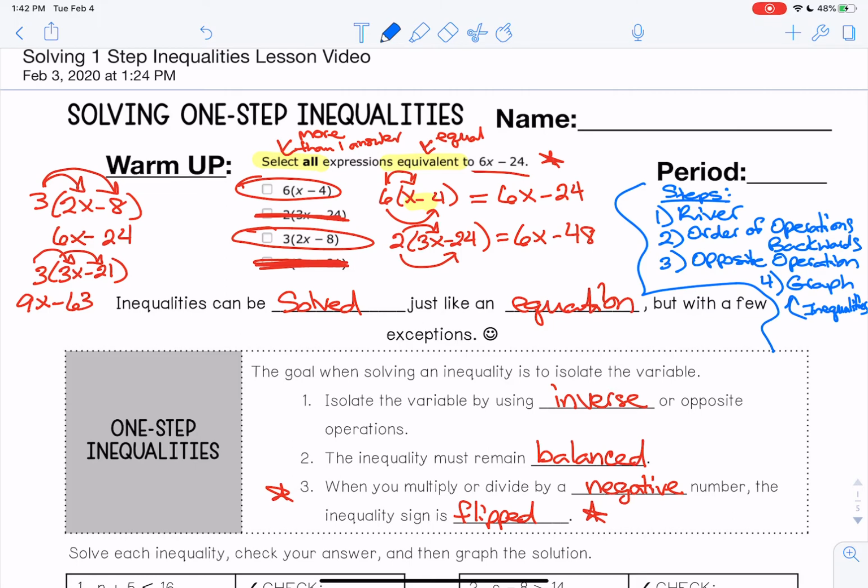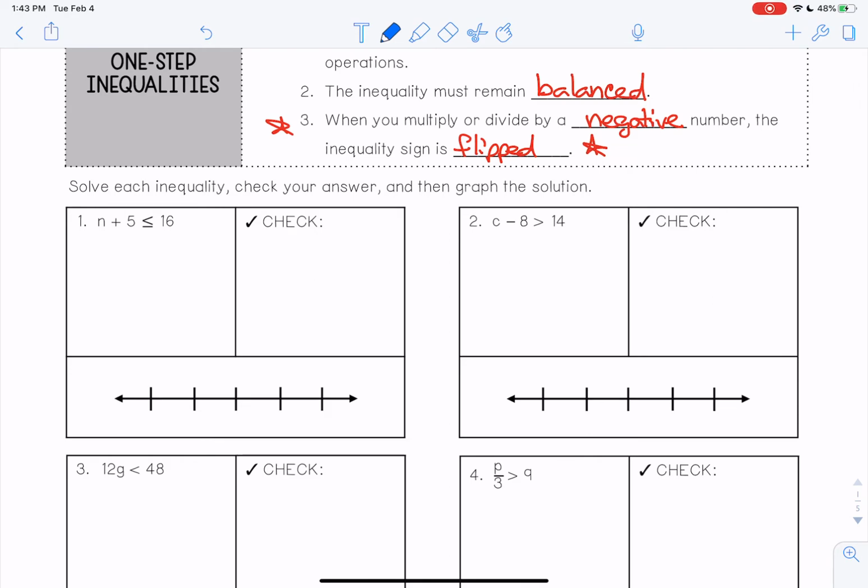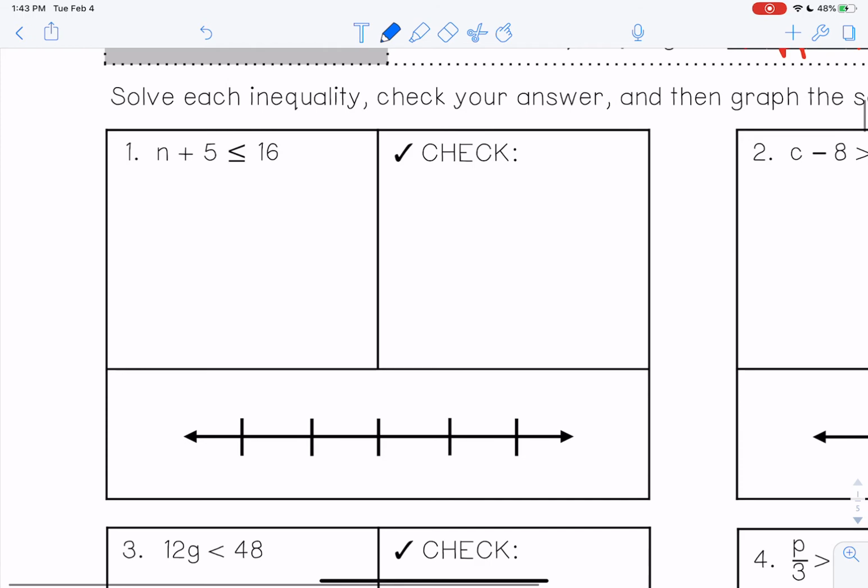So let's go ahead and do the first example. So solve each inequality, check your answer, and then graph the solution. So let's take a look at number 1. Number 1 has n plus 5 is less than or equal to 16. And remember, I know it's less than because if I turn this into a Pac-Man, Pac-Man always eats the bigger number.